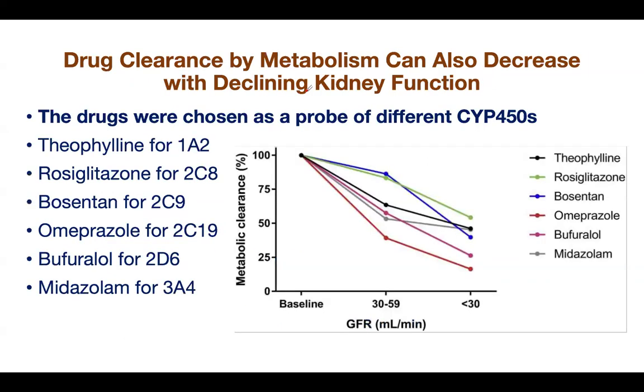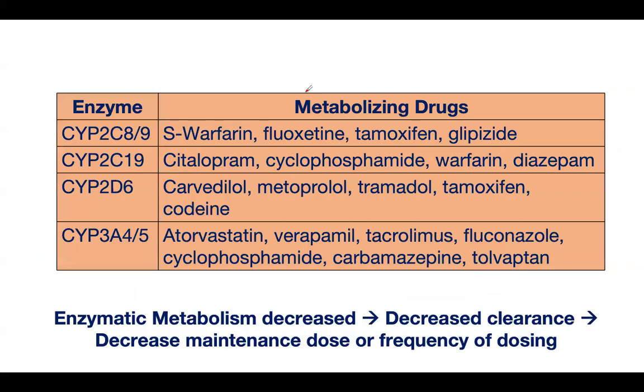We were talking about CYP cytochrome enzymes. The studies have shown that in chronic kidney disease, with declining kidney function, drug clearance by metabolism can also be decreased. So these are some prototype drugs which are tagged with specific enzymes. Now, if we look at this particular study, each of those enzymes, from CYP1A2 to CYP2C8 to C19, all those metabolisms had been decreased.